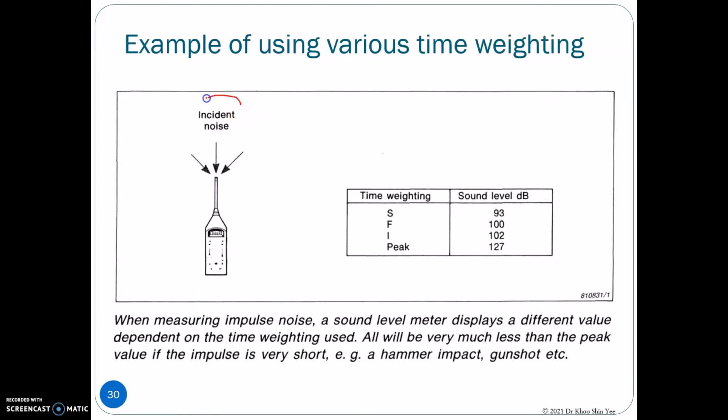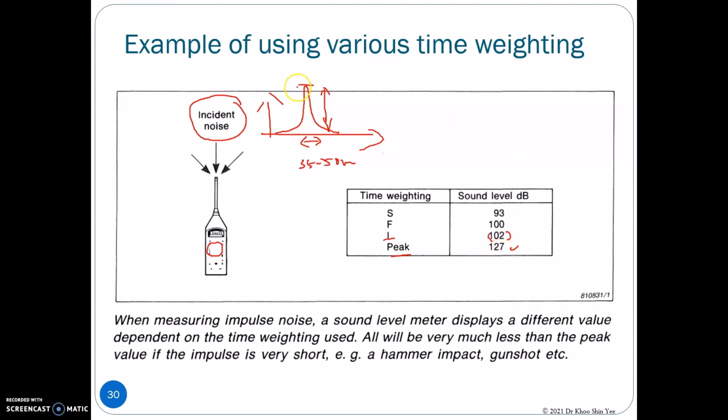In this case, we have impulse noise, where the sound pressure increases significantly and happens for a very short duration. If the impulse happens within 35 to 50 milliseconds, then the peak will quantify the maximum SPL value here to be 127 dB. When we choose the impulse time weighting, the sound level is much lower than the peak.